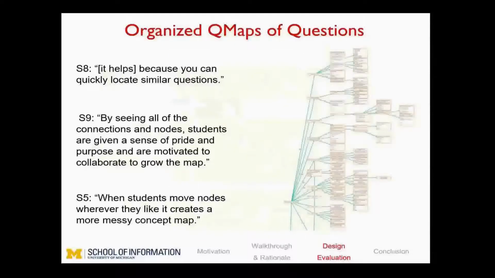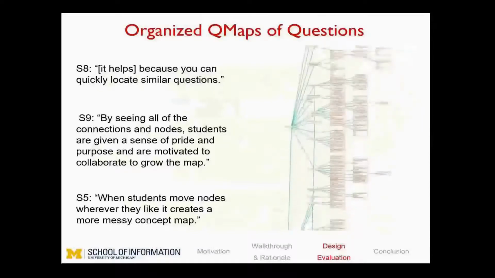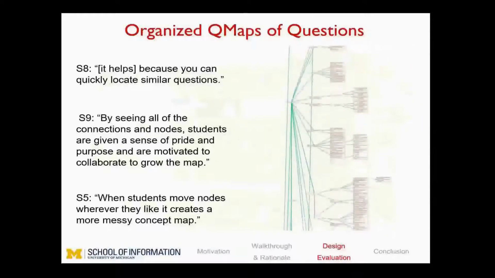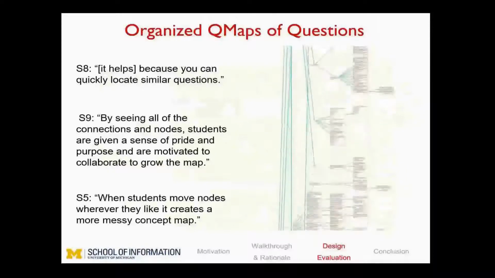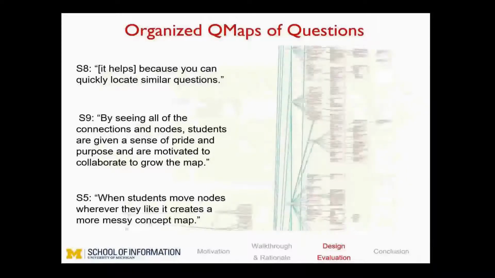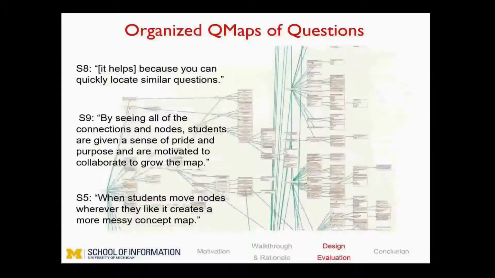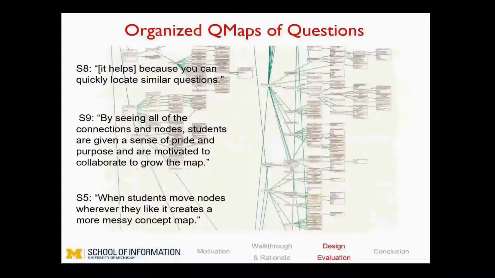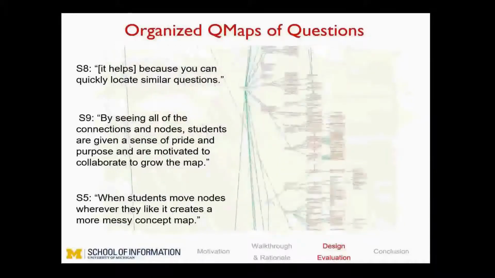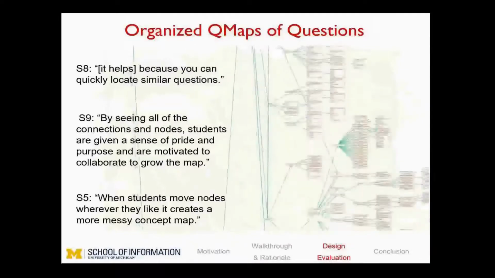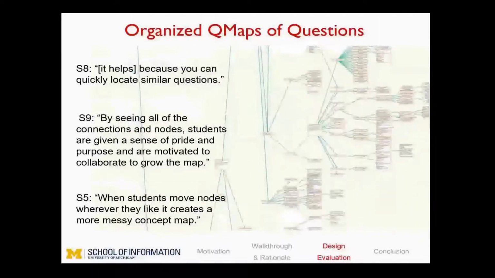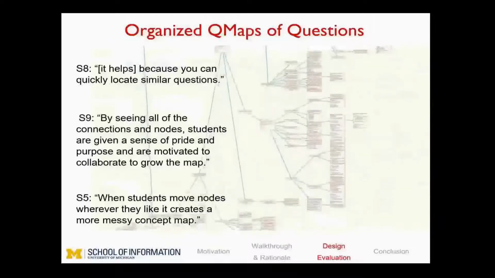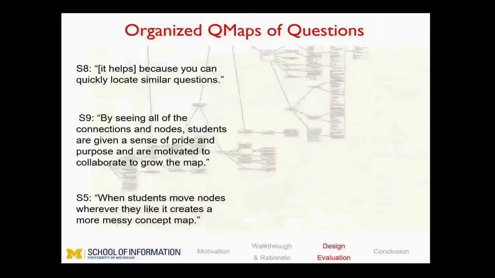The students found MCQs, especially the requirement to find and draw prerequisite relations on the map, to be helpful. 3 students explained that it helps because you can quickly locate similar questions. By seeing all the connections and nodes, the students are given a sense of pride and purpose and are motivated to collaborate to grow the map. When students move nodes wherever they like, it creates a more messy concept map.